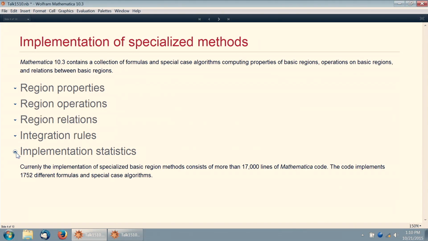And here are some statistics of the implementation. That's something my son was working on. We have 17,000 lines of mathematical code implementing all types of properties and special formulas. And we have 1,752 different formulas and special cases.